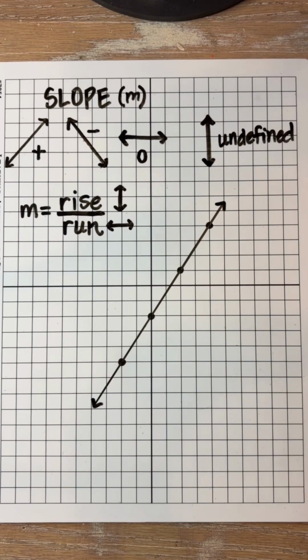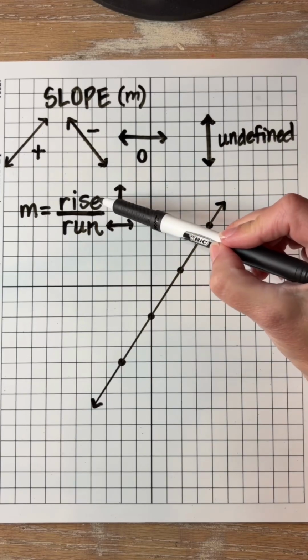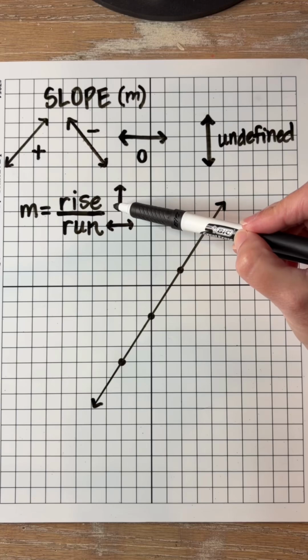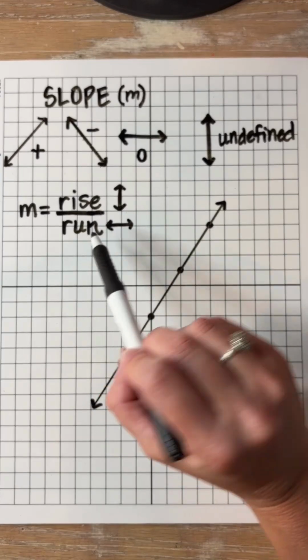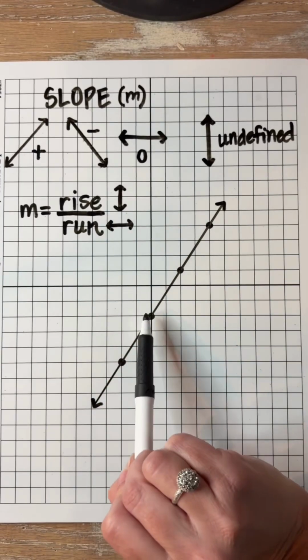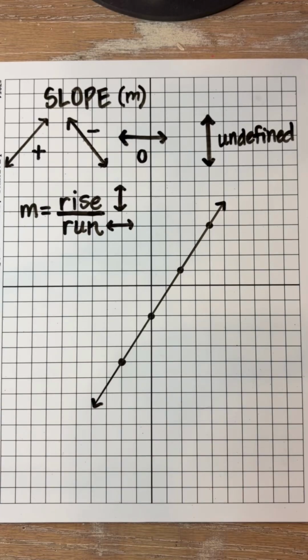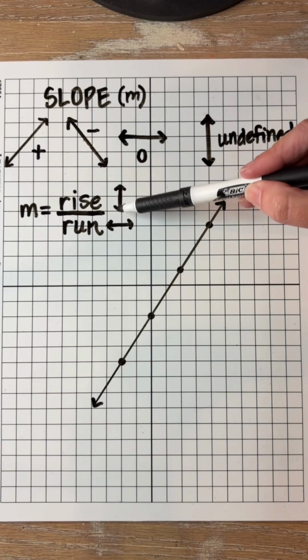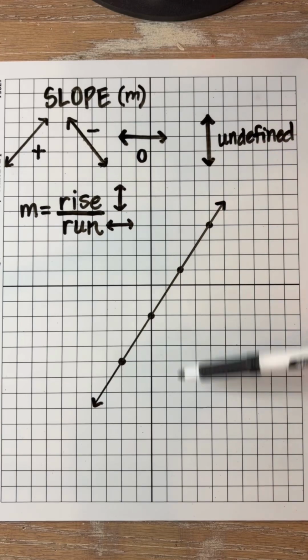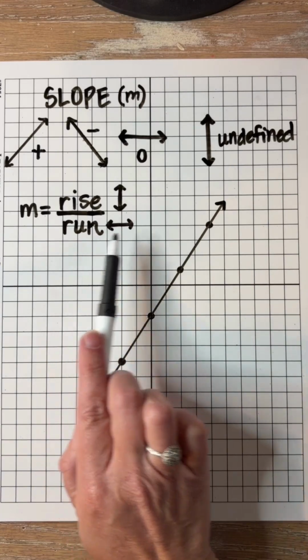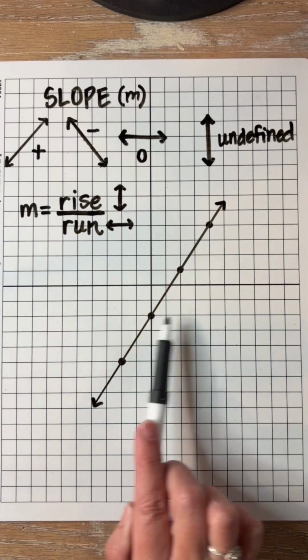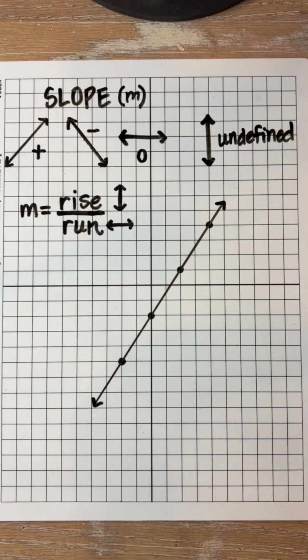So slope is essentially the rise of the line, which is how far you go up or down from one point to the next, over the run of the line, which is how far you go left or right. And so rise is the change in your y values, because y values on the graph go up and down. The run is the change in your x values, because x values go left and right.